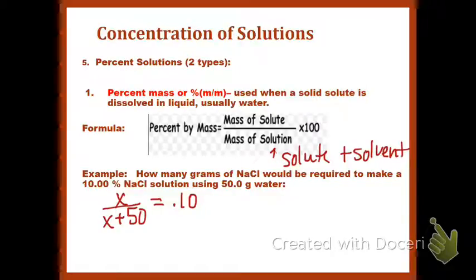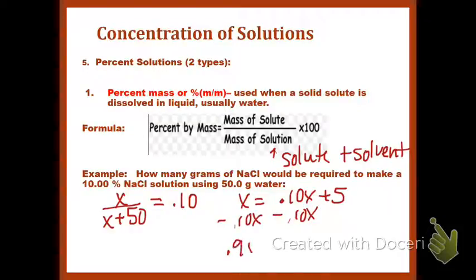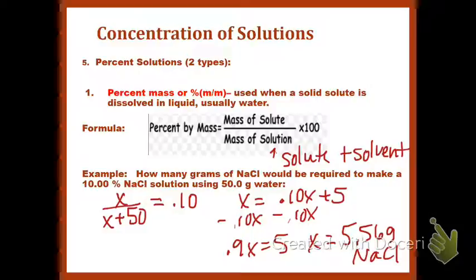So go through and cross multiply, and you get x is going to be equal to 0.1x plus 5. Do I need to go through this, or can y'all figure this out from here? Subtract 0.1x from both sides. Then you have 0.9x equals 5. So then x is equal to 5.56 grams of sodium chloride. So I would get 5.56 grams of sodium chloride and add it to 50 grams of water, and I would have a 10% solution by mass.